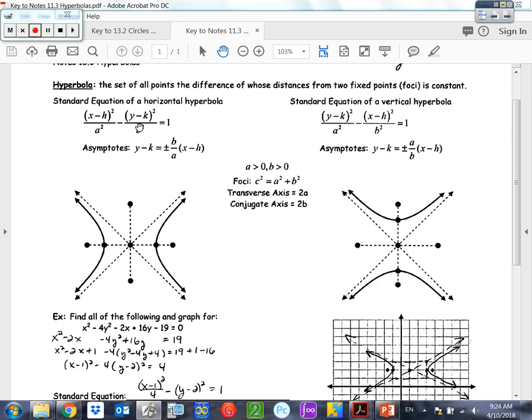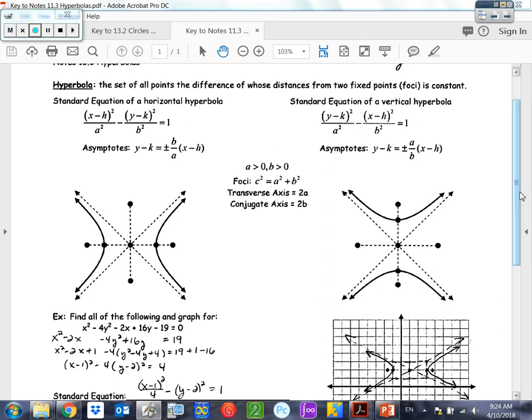So notice that these two look very much like an ellipse equation that we studied yesterday. The only difference really is this is a subtraction instead of an addition. That's the only difference. We still have our h and k. We still have our a squared and b squared. A squared and b squared mean something different in a hyperbola, and that sometimes students get mixed up.